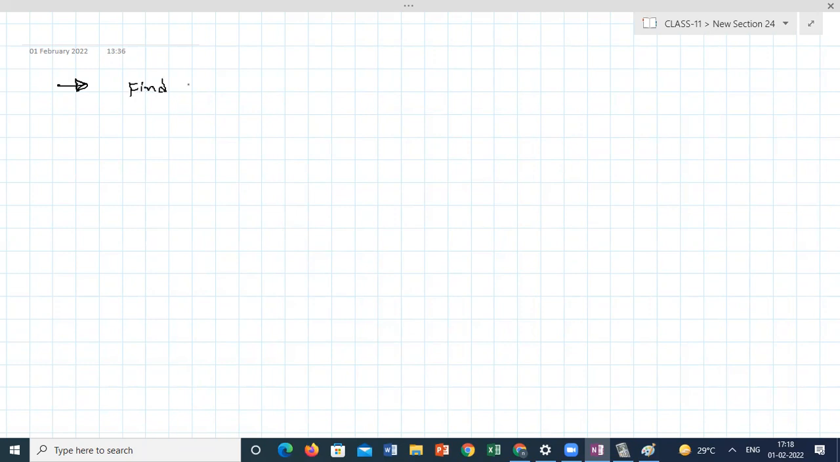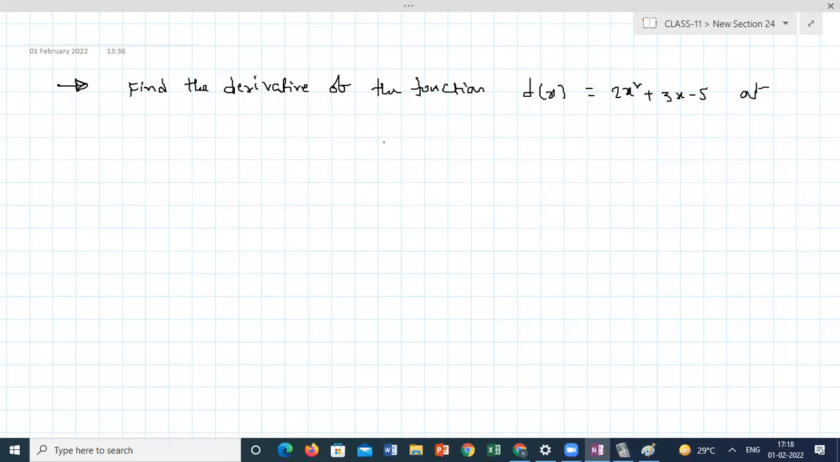Find the derivative of the function f of x is equal to 2x square plus 3x minus 5 at x is equal to minus 1.